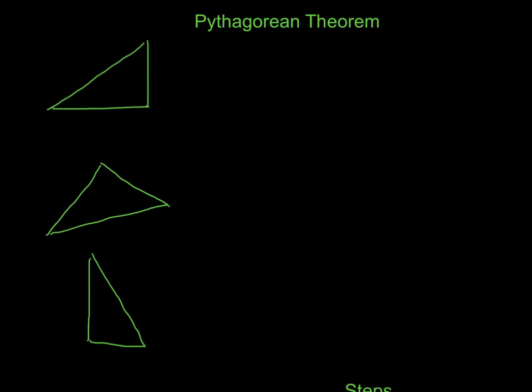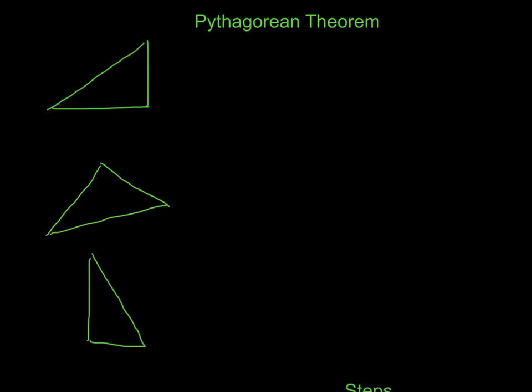So this week we're going to be talking about the Pythagorean Theorem, and this is by far one of the most famous theorems there is in mathematics. So with that being said, let's go ahead and jump into it. In the Pythagorean Theorem, we're dealing with right triangles, or right angles within the triangle.